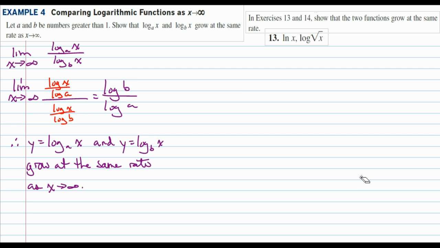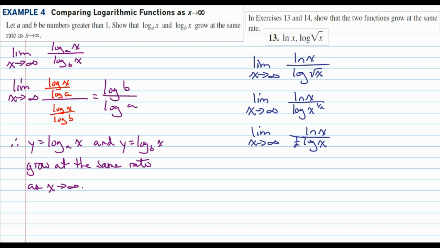Now try problem number 13, which says show that the two functions grow at the same rate. So I'm going to do the limit as x approaches infinity of the natural log of x all over log of square root x. Now, you might go to the change of base formula right away, like we did in example 4, but let's think a little bit differently about this one. I know that the log of square root x is really the log of x to the 1/2, so I can take that 1/2 and put it down as a coefficient, which means the 1/2 brings the 2 into the numerator.